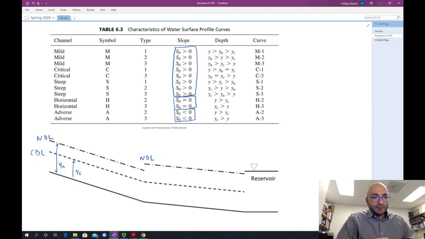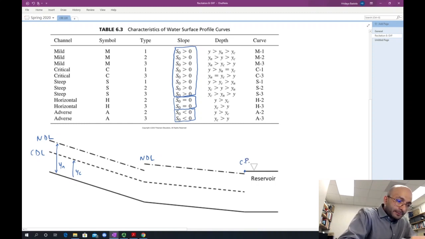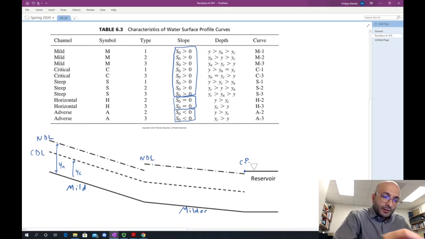So first step, we find out the control points. On the downstream portion, where the channel meets the reservoir, we know the water depth. So this is our control point here. And this is mild channel here. And this one here is milder. So for mild channels, the disturbances travel upstream, so we'll start from the control point and work our way upstream.